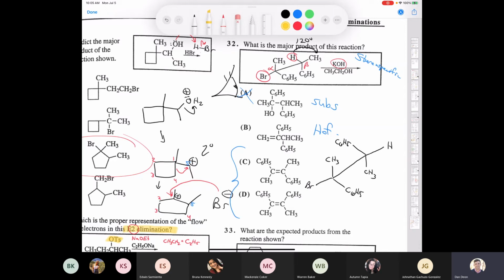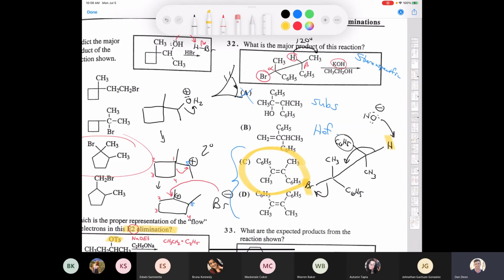If you do that, you say, okay, Mr. Dion, now I've got it. These two groups are anti-periplanar to each other. I'm going to eliminate them. The potassium hydroxide is going to rip off this proton, form the double bond, and I'm going to lose my leaving group. When I do that, I see that my two methyl groups are on opposite sides and my two phenyl groups are on opposite sides. Therefore, I'm going to end up with the E compound, or the trans compound. That totally works if you want to do it that way.